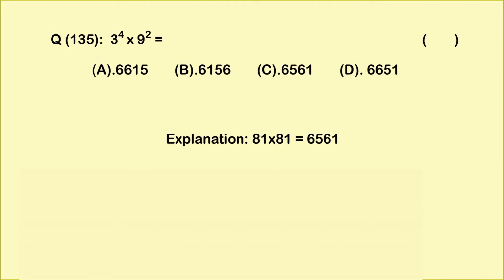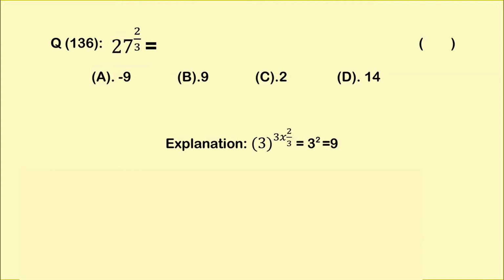Question number 135. 3 to the power of 4 into 9 to the power of 2. 3 to the power of 4 is nothing but 81 and 9 square is 81. If you multiply 81 with 81, we will get 6561. So the right answer is C. Question number 136. 27 to the power of 2 by 3. As we know, 27 is 3 to the power of 3. So 3 to the power of 3 into the power given, 2 by 3. By cancelling 3 we will get 3 square, that is equal to 9.